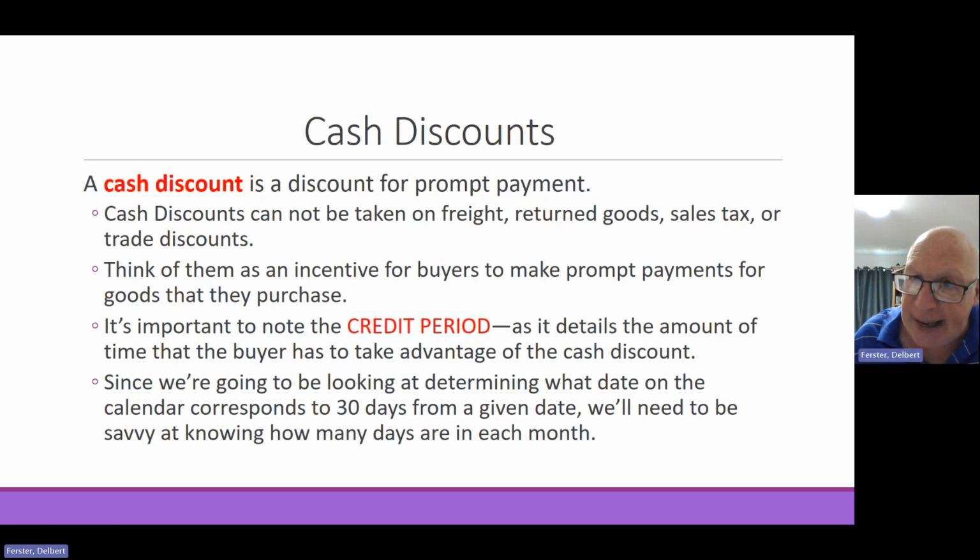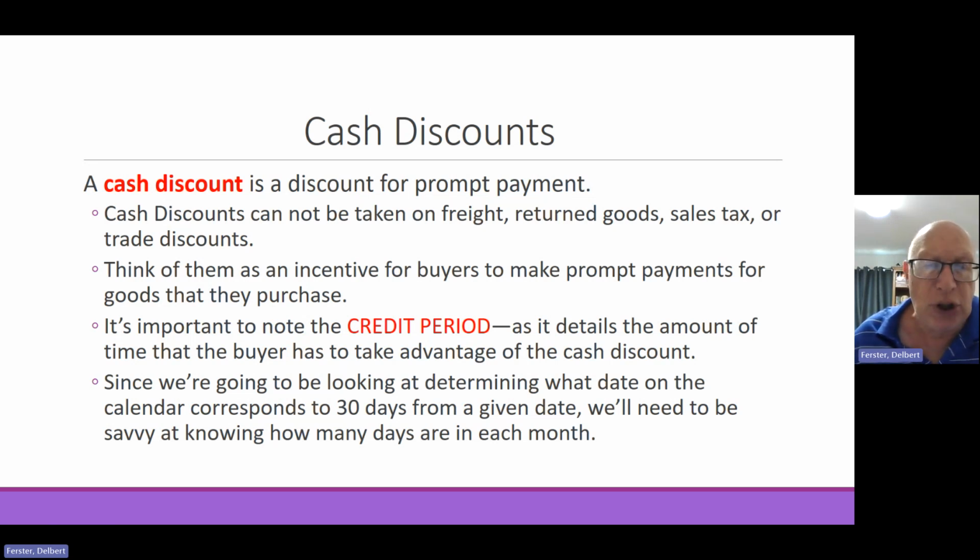They're not taking on freight. They're not taking on return goods. It's just on merchandise that you're purchasing. So the incentive is if you're a prompt payer, you can benefit from that promptness by getting some bucks knocked off your price.